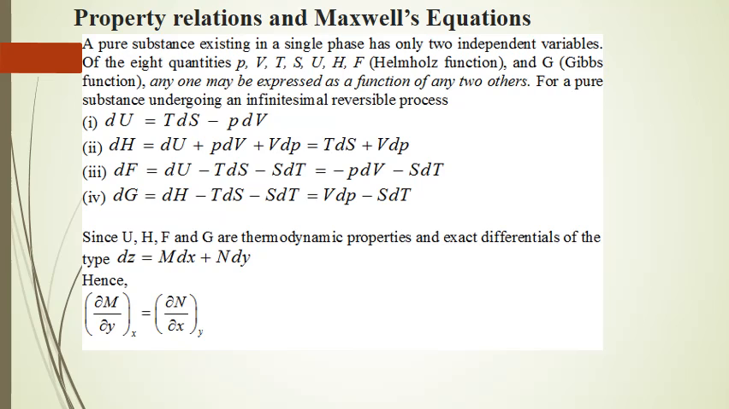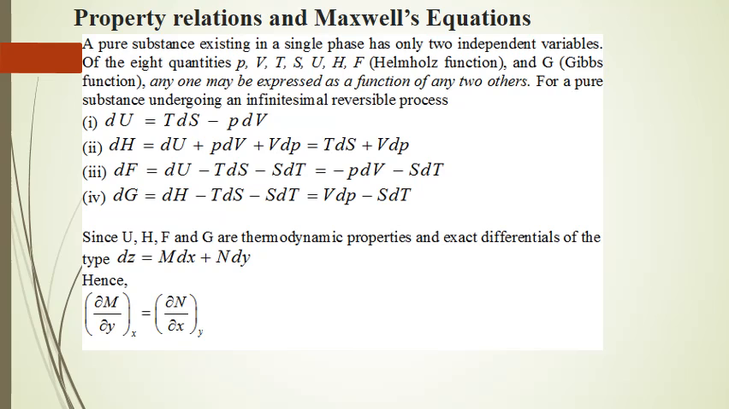Now a pure substance existing in a single phase has only two independent variables, and out of the 8 quantities, that is P, V, T, S, U, H, F, G, that is pressure, volume, temperature, entropy, internal energy, enthalpy, Helmholtz function and Gibbs function, any one may be expressed as a function of any two others. For a pure substance undergoing an infinitesimal reversible process, dU is equal to TdS minus PdV.